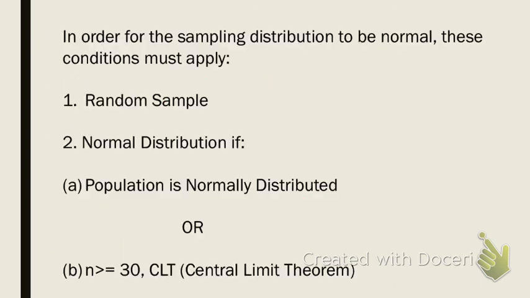Okay, here's the two conditions for this. So it has to come from a random sample. The second condition is that it is normal if your population is normal, if it's given to you in the problem, or my sample size is greater than or equal to 30. So we should always check that one, that it's greater than or equal to 30.